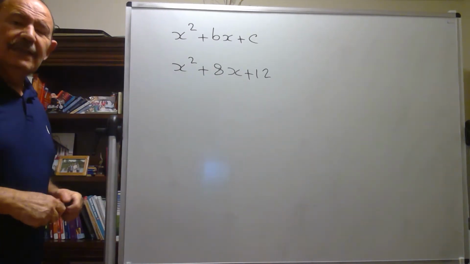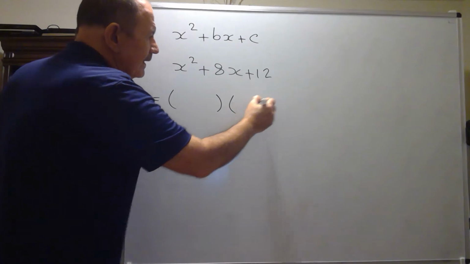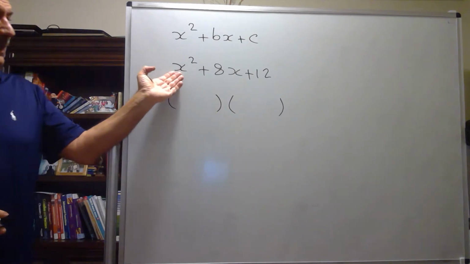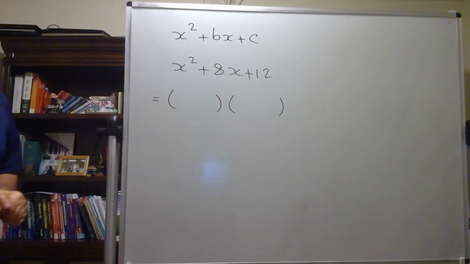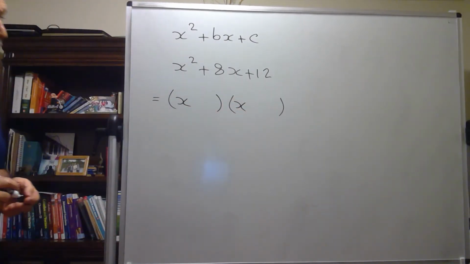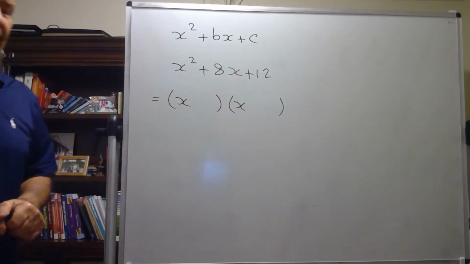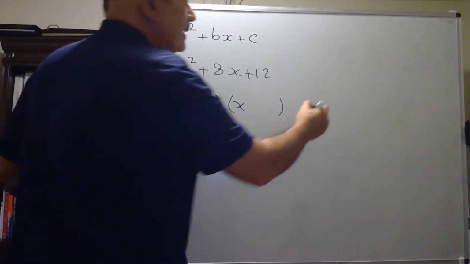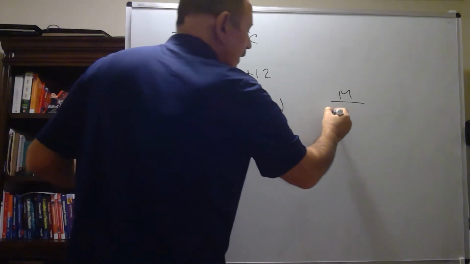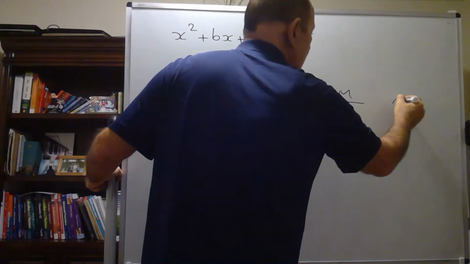For factoring this type of trinomial, first open two brackets. The first step: open two brackets. The first term of a bracket is the square root of this perfect square. The square root of x squared is x. So the first term is going to be x. For finding the next terms, the next term of this one and the next term of this one, we have to find two numbers. When we multiply these two numbers, the result should be positive 12. And when we add these two numbers, the result should be positive 8.